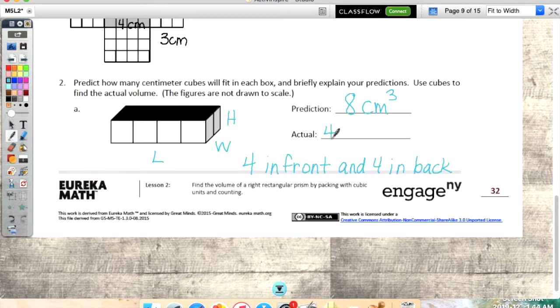4 times 2. How tall is it? 1. Good. We need the other structures. And, no, you don't have to keep the other structures. There's my volume. Can you please write that multiplication sentence? Okay?